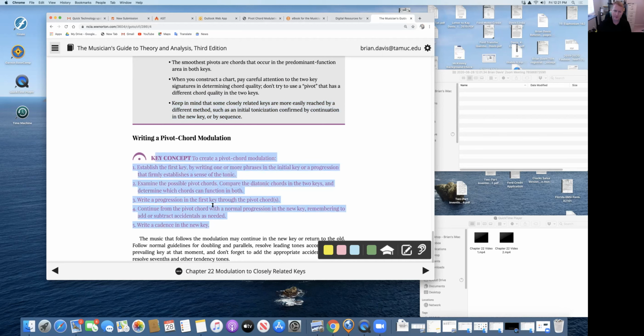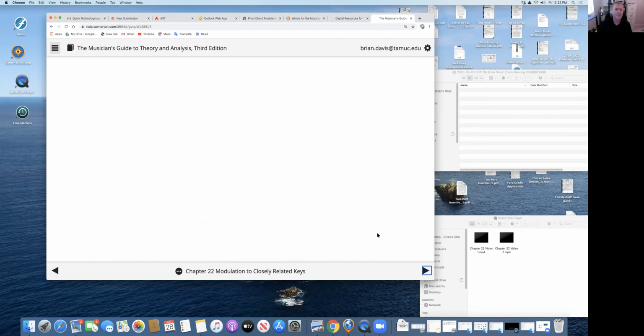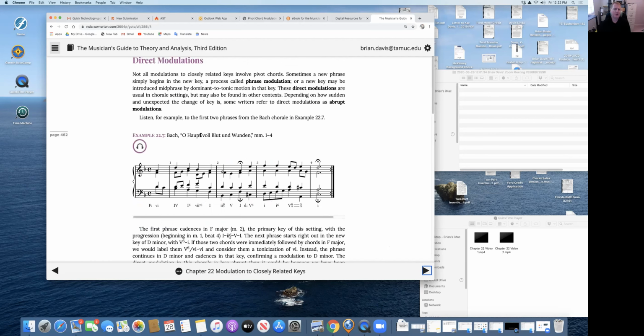This is where you put that on your note card and study that slowly and slowly. It will sink in, the concepts. All right. Next concept is a direct modulation.